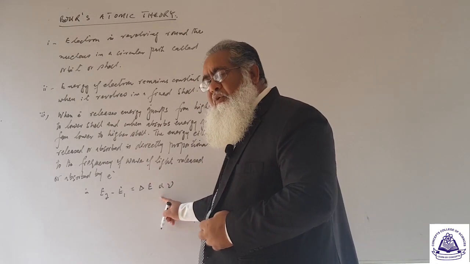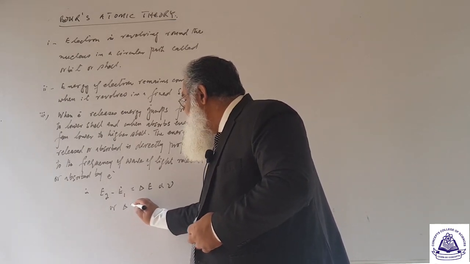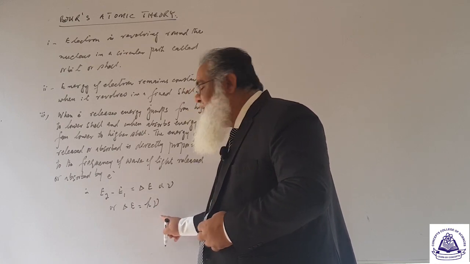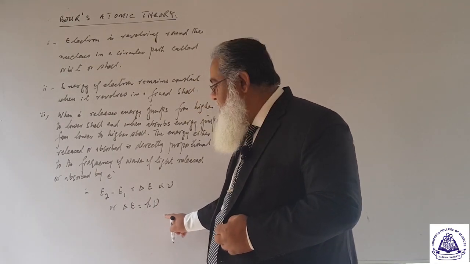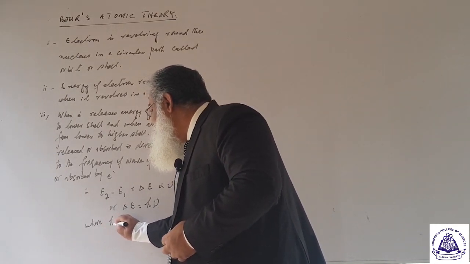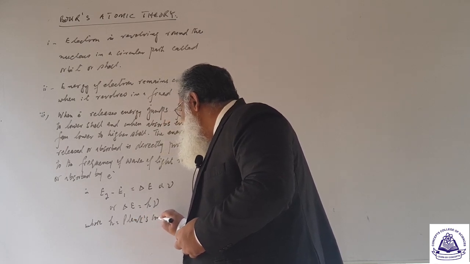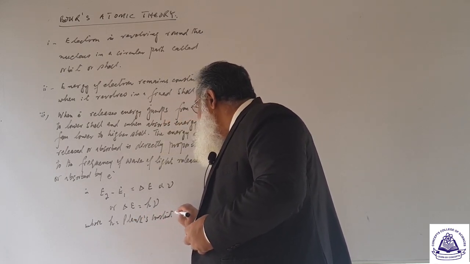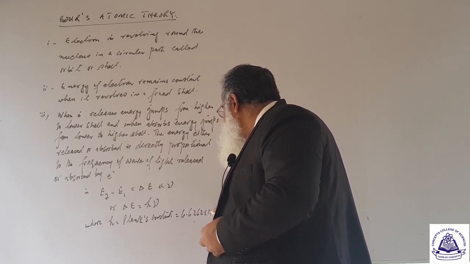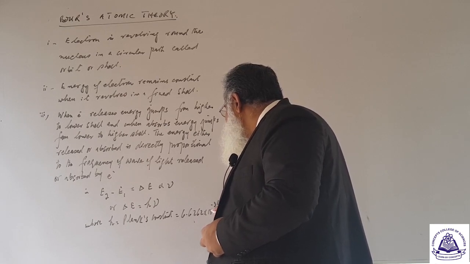In order to replace the sign of proportionality, we have to introduce a constant. Hence delta E is equal to h nu, where h is called Planck's constant and its value is 6.6262 times 10 raised to power minus 34 joule second.